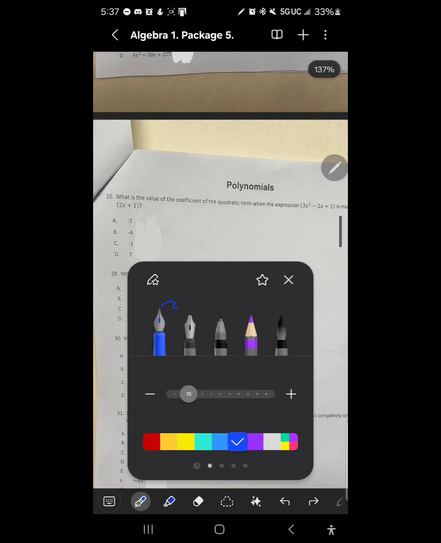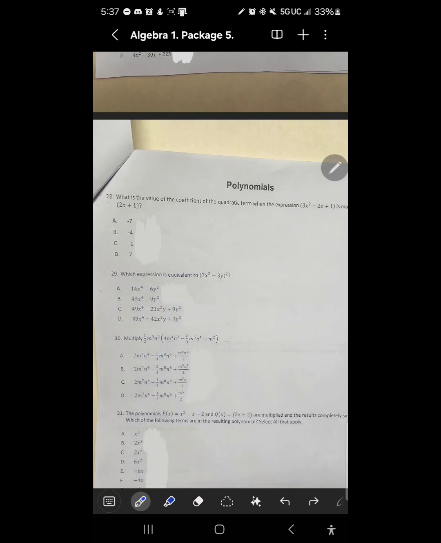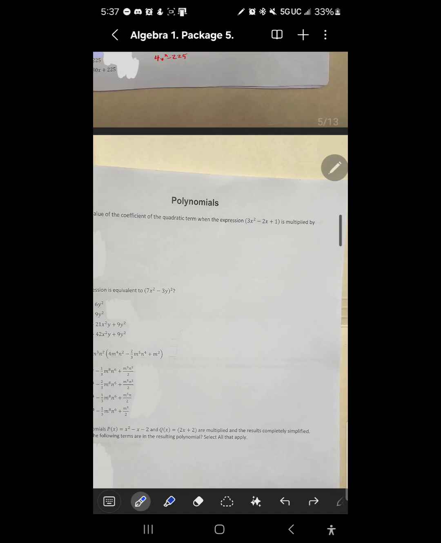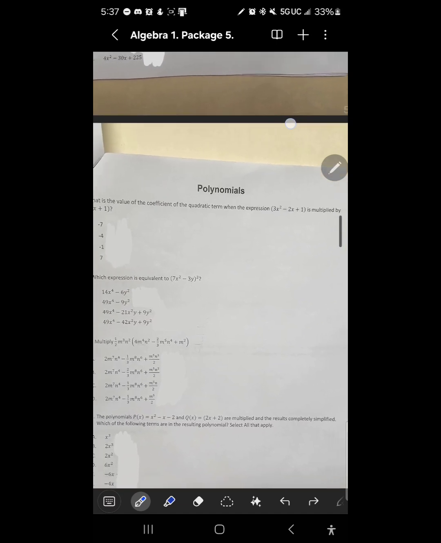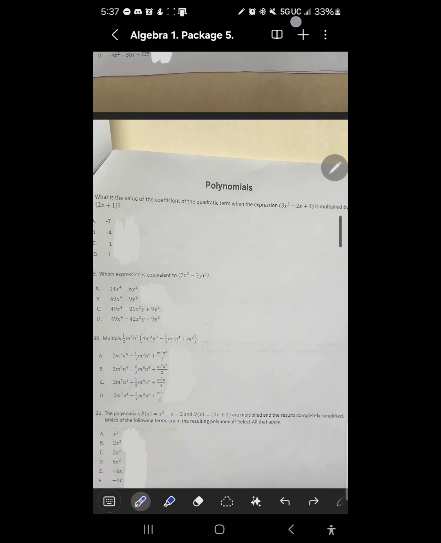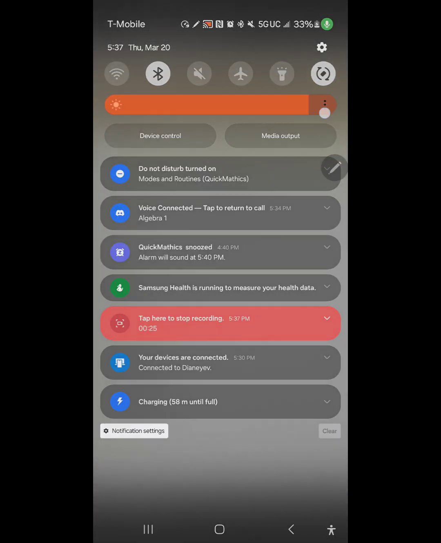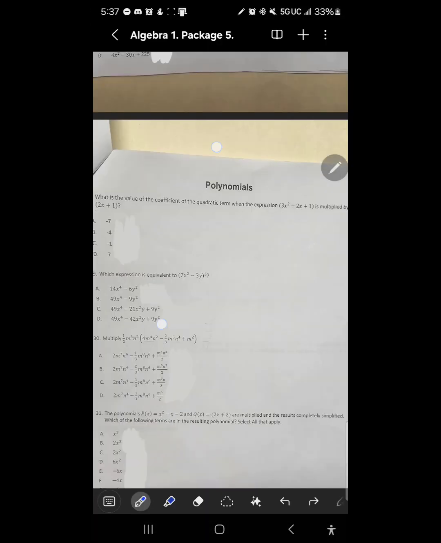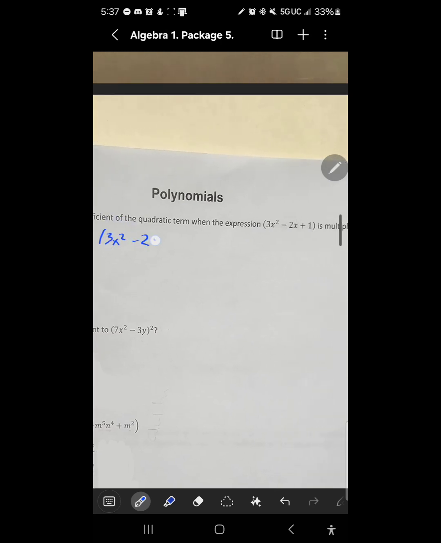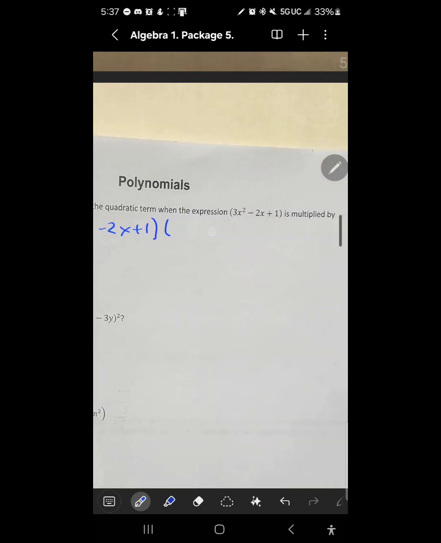So exercise 28 says: what is the value of the coefficient of the quadratic term when the expression 3x squared minus 2x plus 1 is multiplied by 2x plus 1? First, let's multiply the expressions. That's the first step. We have 3x squared minus 2x plus 1 multiplied by 2x plus 1.